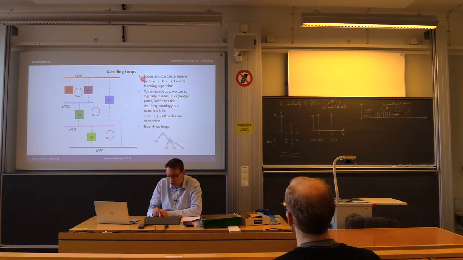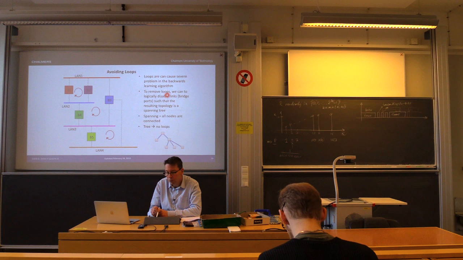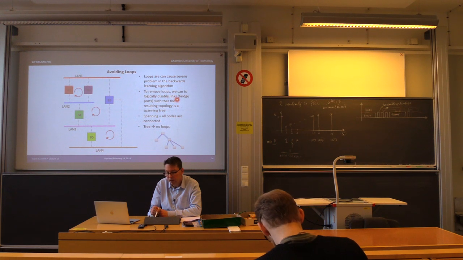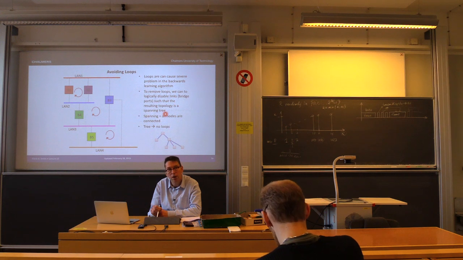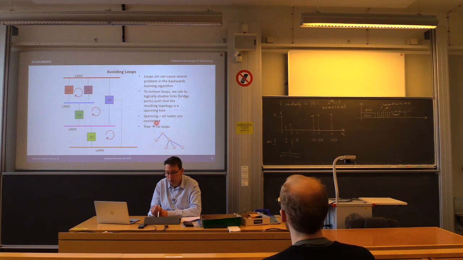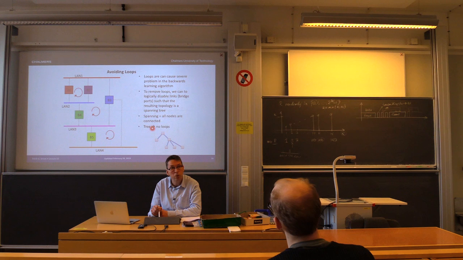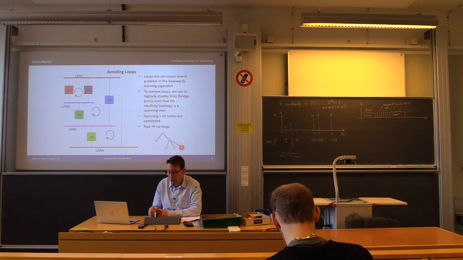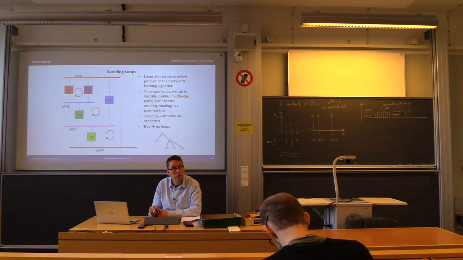Just to reinforce, loops can cause severe problems for the learning algorithm. To remove the loops, we can logically disable links, or bridge ports, such that the resulting topology is what's called a spanning tree. Spanning means that all nodes are connected, and tree means that the topology has no loops. So a tree structure looks something like this, and you see there are no loops here between different things. Okay, so let's see how this works.